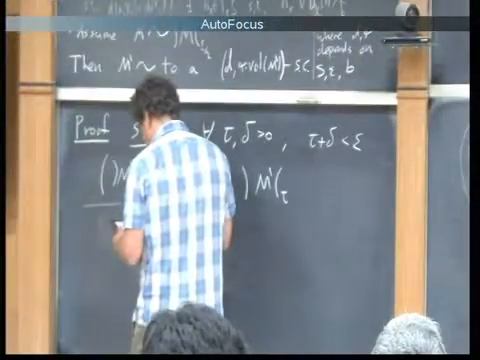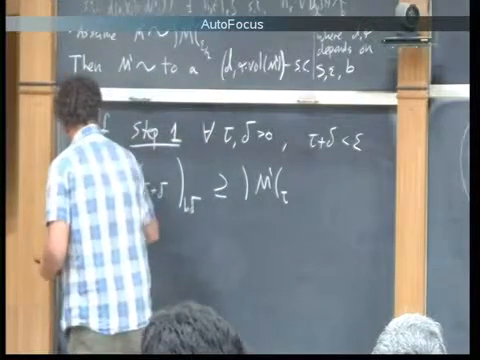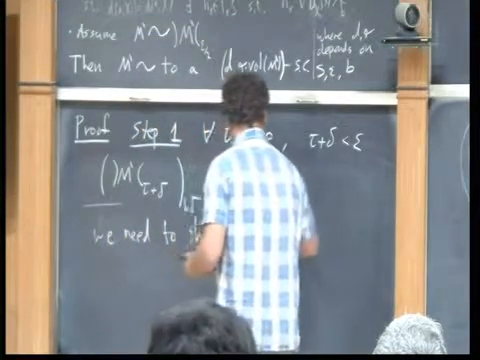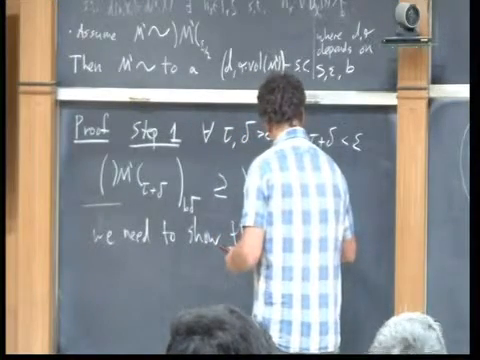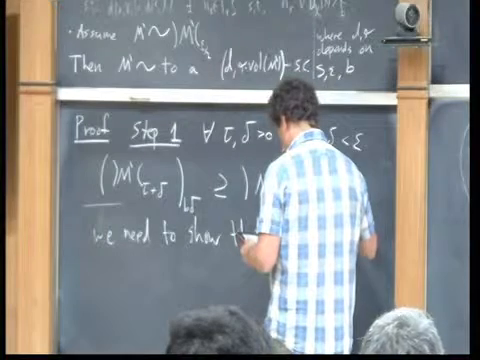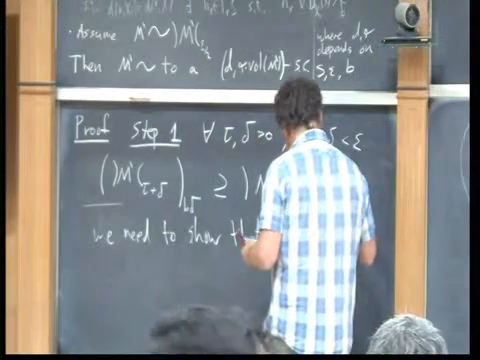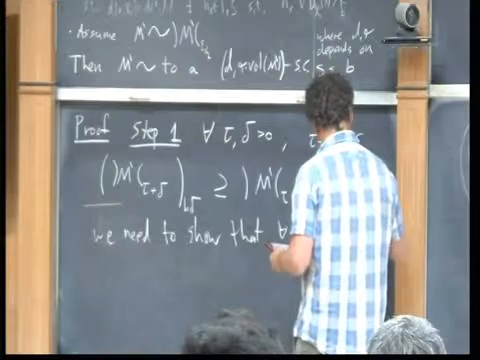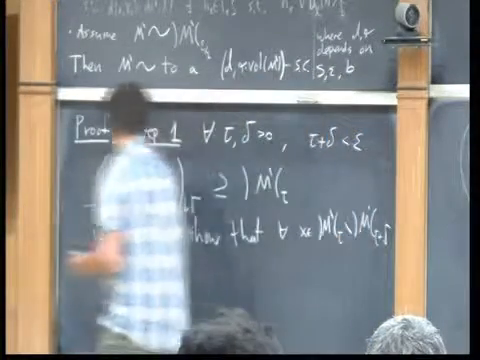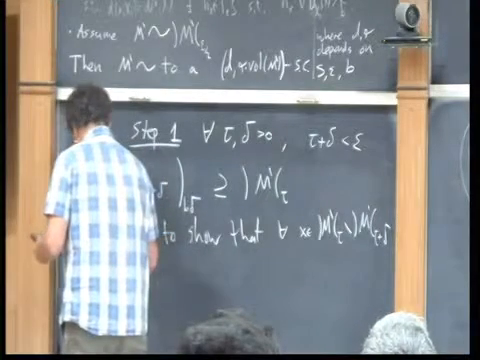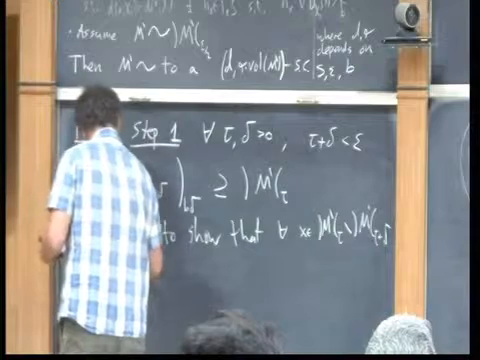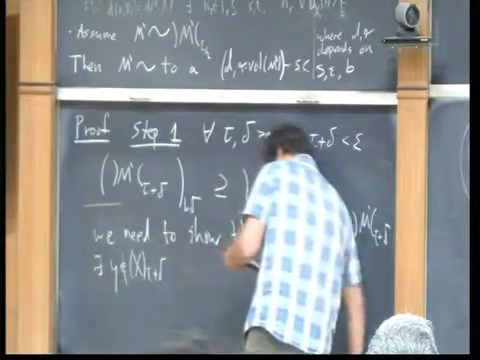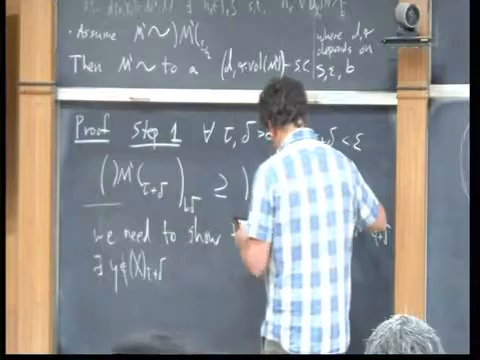What we need to show is that for any point x which is in m prime tau minus m prime tau plus delta, there is y which is not in x tau plus delta. Oh, so for any x.